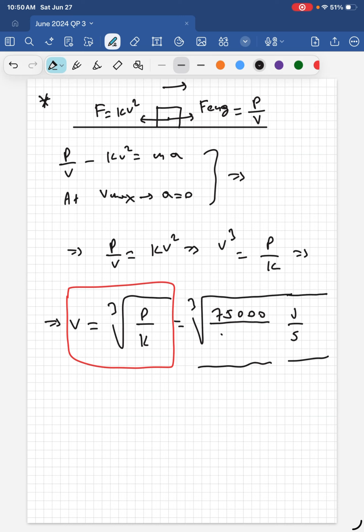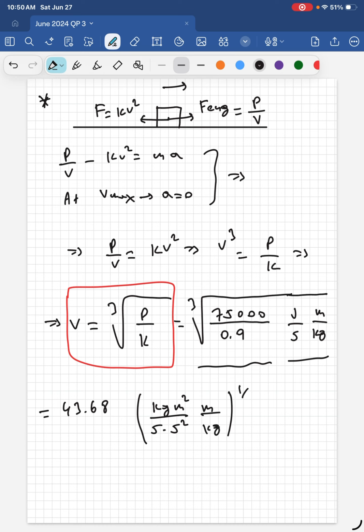For k, we're going to use the 0.9, which was the actual value we used, and the units for that are kilograms per meter. So this evaluates to 43.68. And then the units are a little bit tricky, so I'm going to expand the joule. The joule is kilograms meter squared over second squared. And then we have another leftover second from before, and then times meters over kilograms. And this whole thing is to the 1/3. Don't forget that. So kilograms cancel, and we have meters cubed over seconds cubed, to the 1/3. So eventually we get meters per second. So 43.68 meters per second, which is the answer.